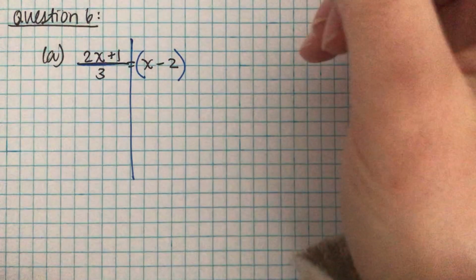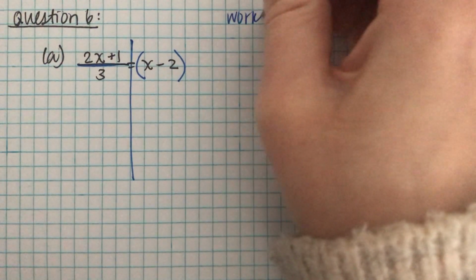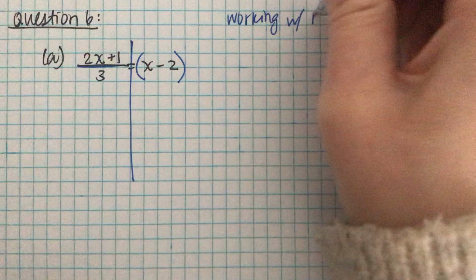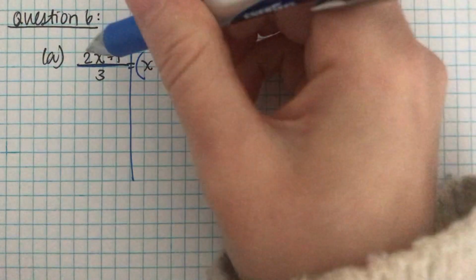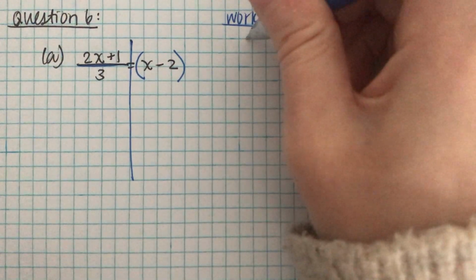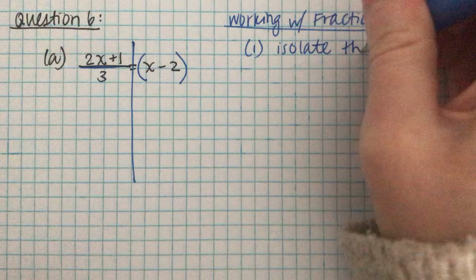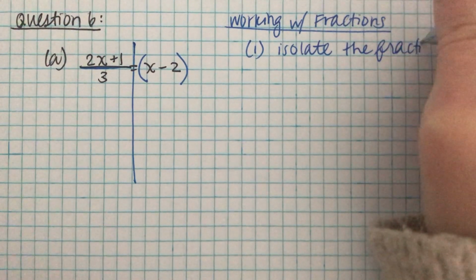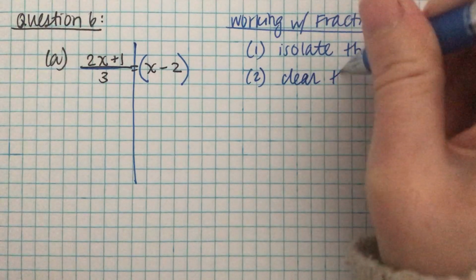Remember, I've talked about the steps when we're working with fractions. The first one was to isolate the fraction, which we already have done, or it comes that way in this question. The fraction is the only thing that we see on the left-hand side of our equation. So step 1, check. And then step 2 is to clear the denominator.